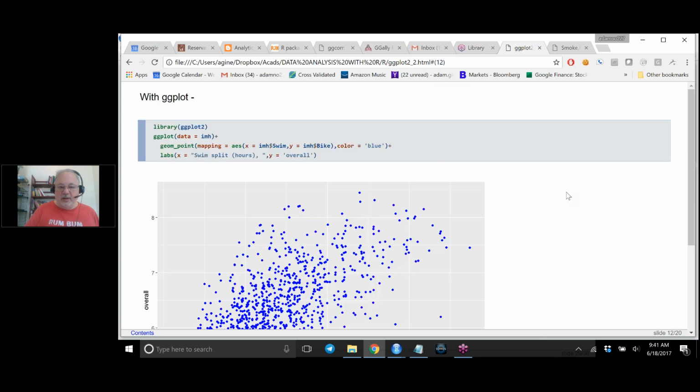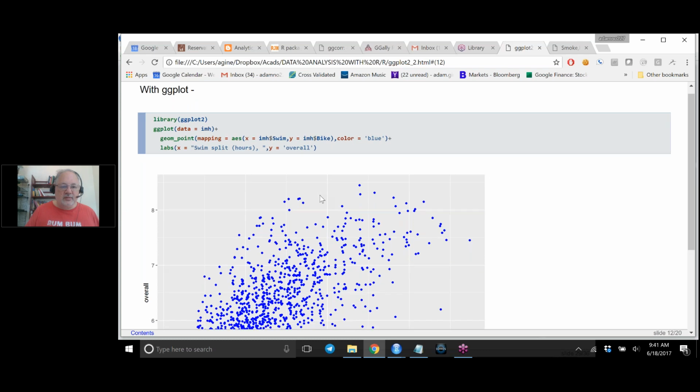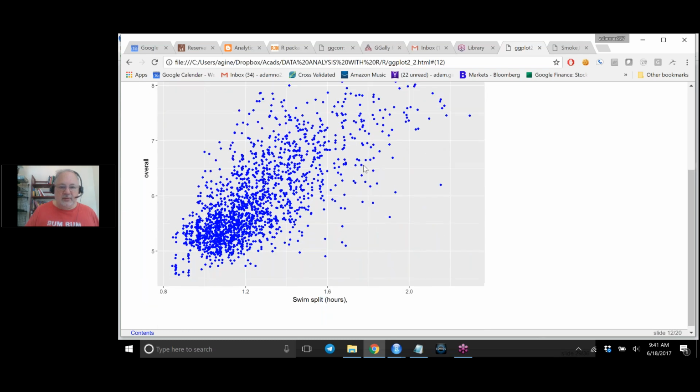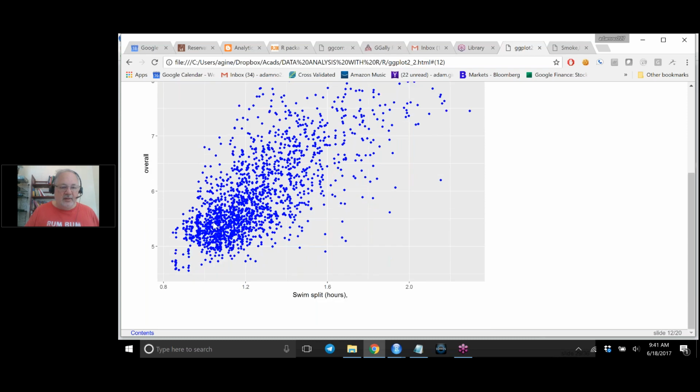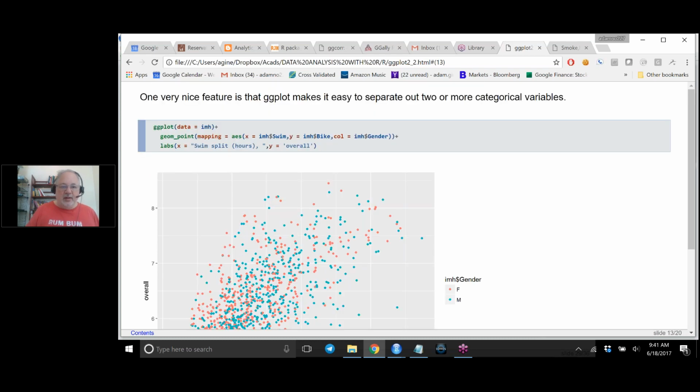But one nice thing with Ggplot is, what does this data set show? People who are poor in swimming are poor in biking generally, and people who are good in one tend to be good in the other, but there's quite a bit of variance. But for example, one of the data points is gender. So I can also with Ggplot, just by saying color equals IMH$gender. And remember, IMH$gender is just the gender, which is male or female.